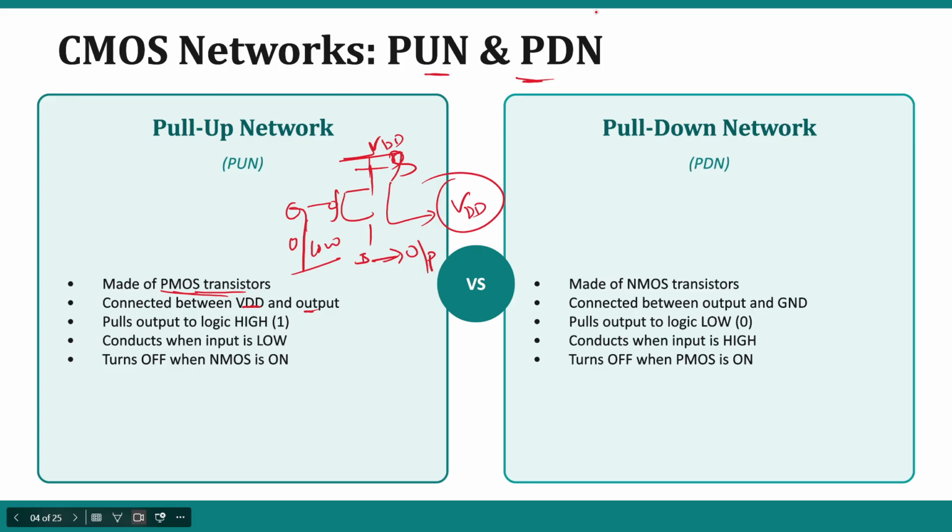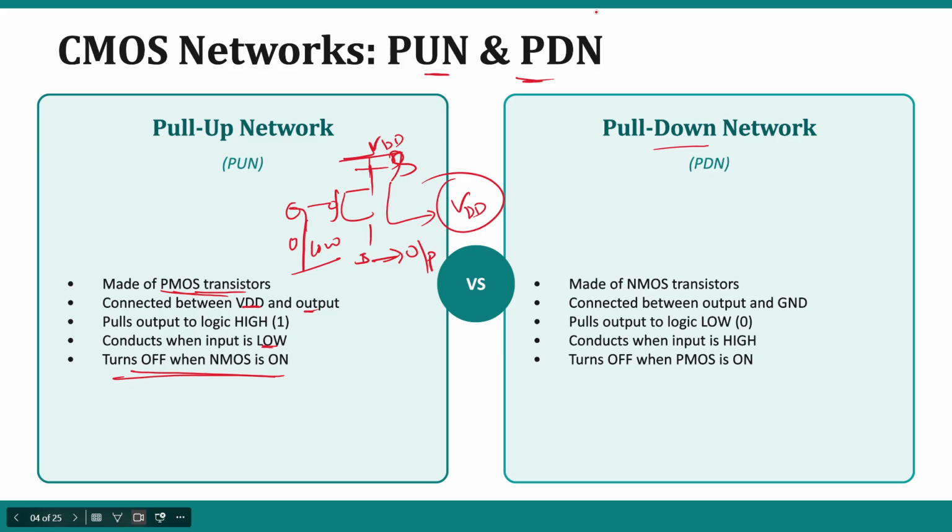So it conducts when the input is low. When the input is low, the PMOS is going to be on, and the PMOS gives the output when the input is low. It turns off when NMOS is on. Always remember, if PMOS is on, NMOS is going to be off, and if NMOS is on, the PMOS is going to be off. Both are complementary. That's why we call it a complementary network.